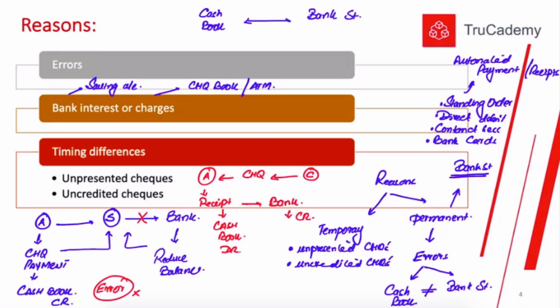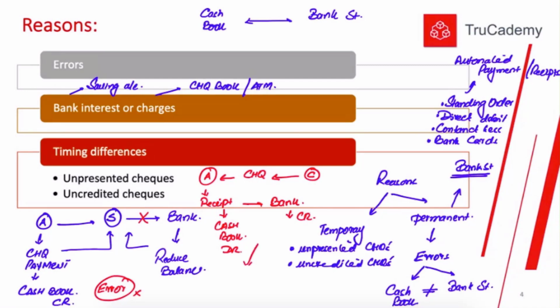So now what is happening? In the cash book, I already recorded the receipt, but in the bank statement, there is no deposit from my side. It appears like this. But in the near future, the clearing process will complete and the bank eventually will give me credit. And then automatically the cash book and bank statement balances will match up. This is what we call uncredited checks.